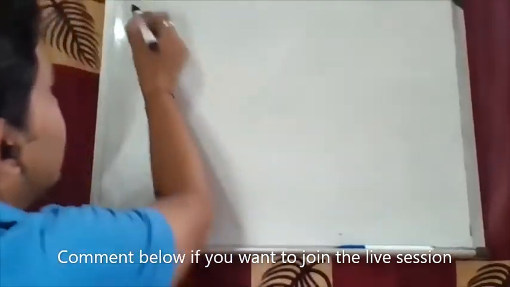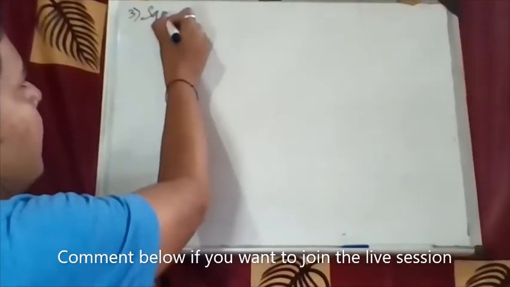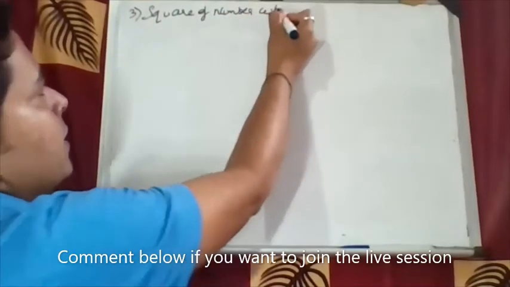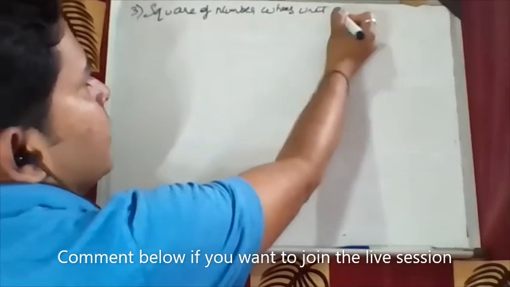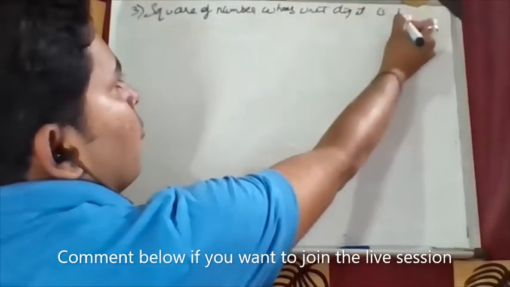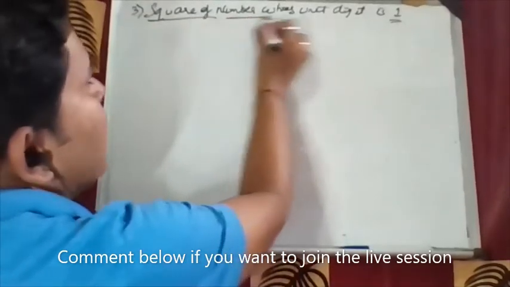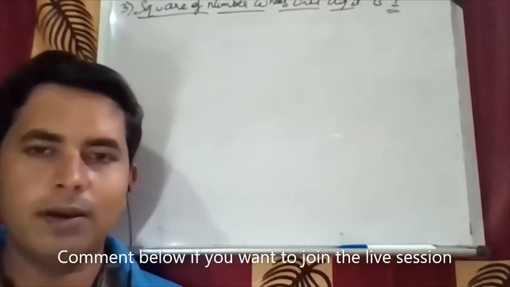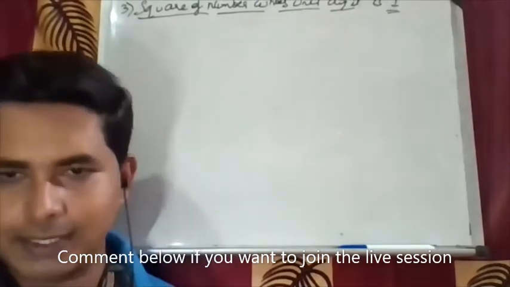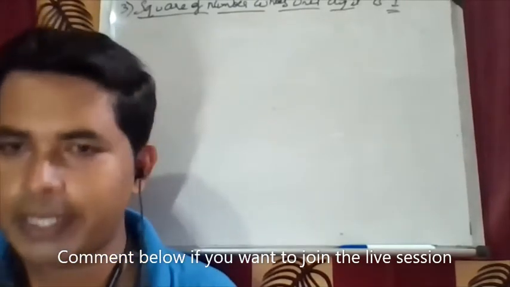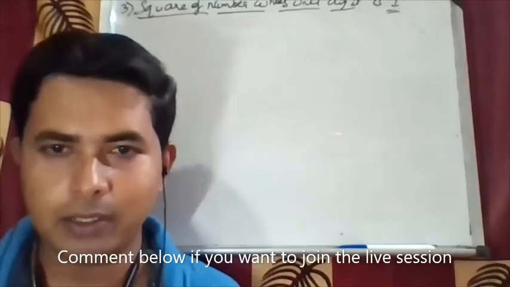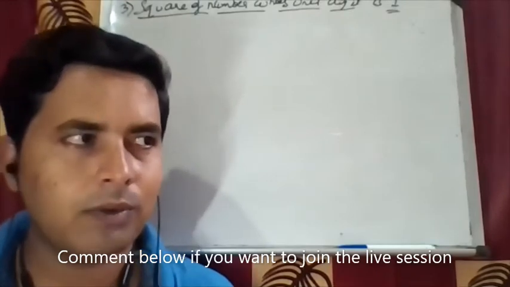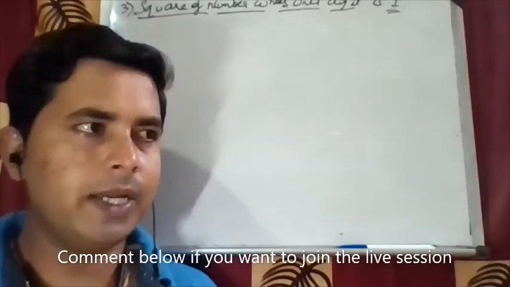So we'll see the trick now. The third method: the square of a number whose unit digit is 1. So here what we have to do is very easy compared to other methods. First you have to take the unit digit. You have to see whether my number contains a unit digit of 1. So 1 square is what? 1 only. So it is very simple.